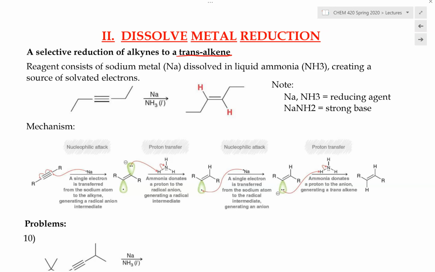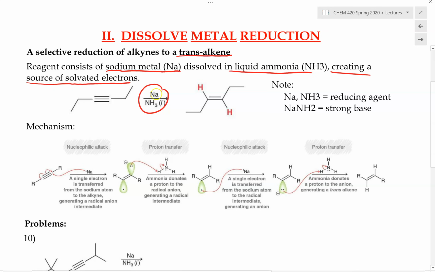It turned out that it's possible, and this method is called the dissolved metal reduction. The reason we call it that is because it consists of a metal that we dissolve in another polar solvent. In this case, the metal is sodium metal dissolved in liquid ammonia. This creates a source of solvated electrons, and these electrons are then added to the triple bond. So this is basically a reducing agent.